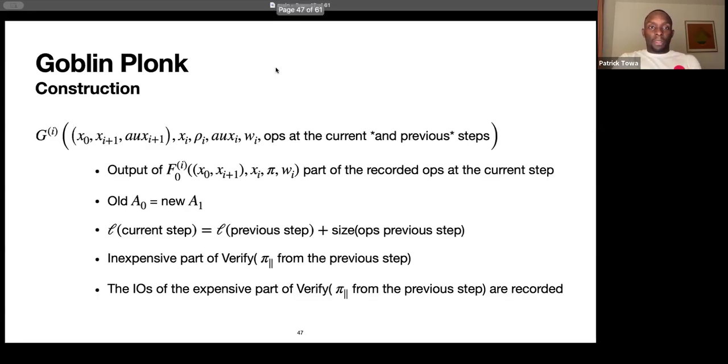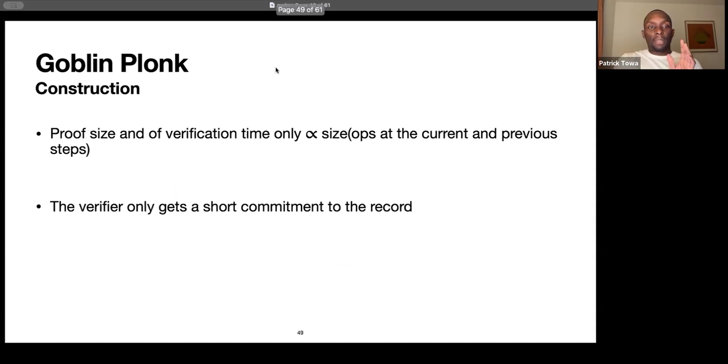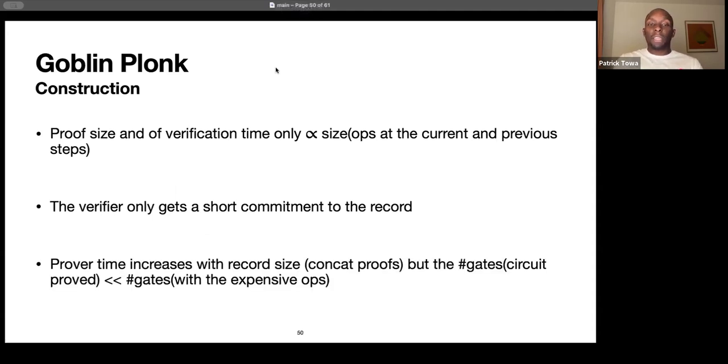And one important thing here is that the proof size and verification time are only proportional to the size of the operation record at the current and the previous step, not the whole accumulator. The other thing is that the verifier only gets a short commitment to those records. They don't get a full record or anything. And the prover time increases with the record size because the prover needs to compute the concatenation proof. If you're doing a KZG proof, then you have to compute this quotient polynomial. But because we're only proving the inexpensive operations, not the expensive operations, the size of the circuit is also much smaller, so this compensates.